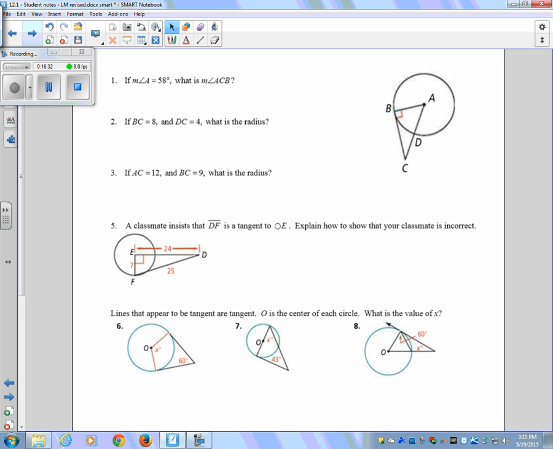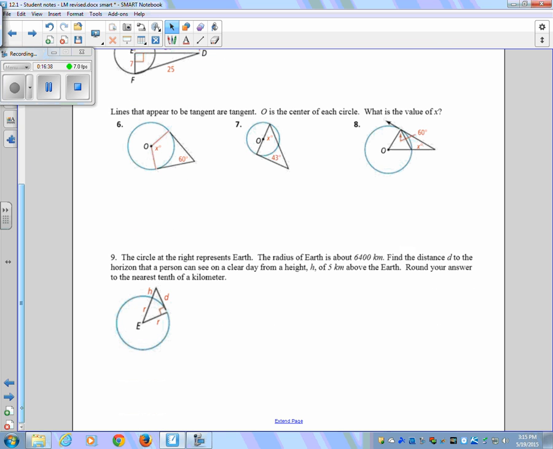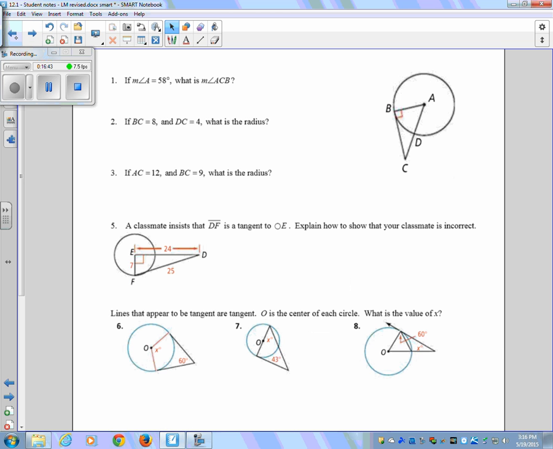Okay, so these next few problems are some that I would like you to try before class tomorrow. So let's do 1 through 8. Okay, do 1 through 8 by class time tomorrow, and we'll look at the answers then. Okay, thanks.